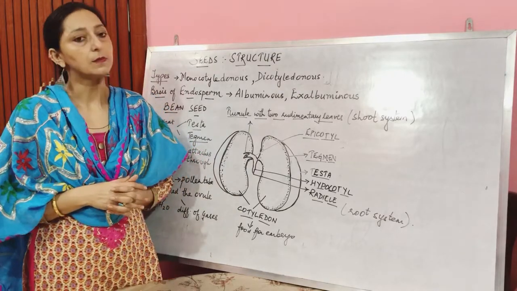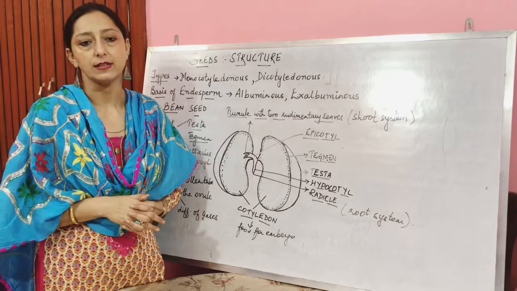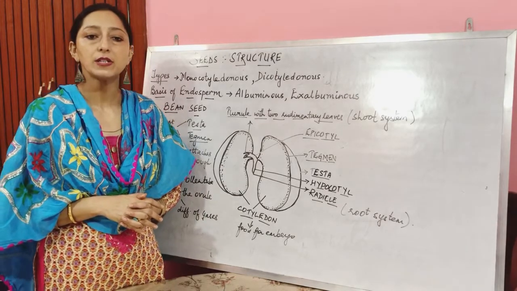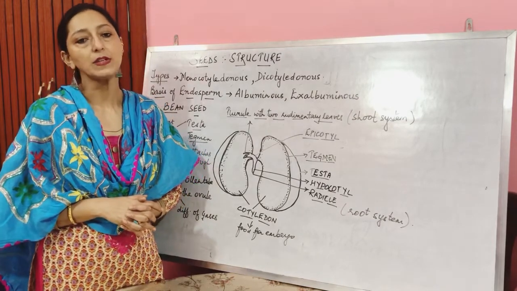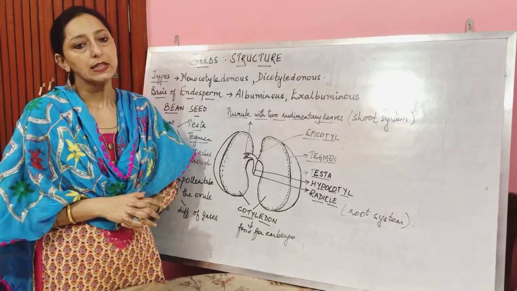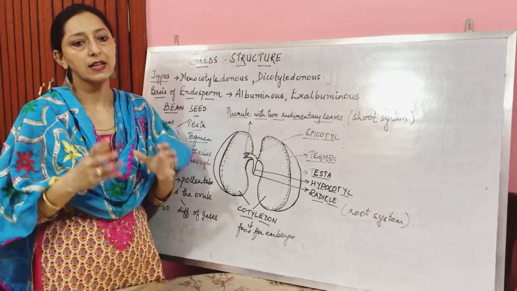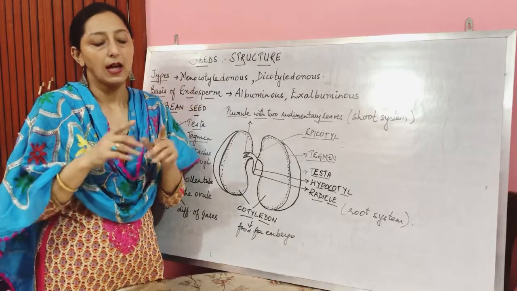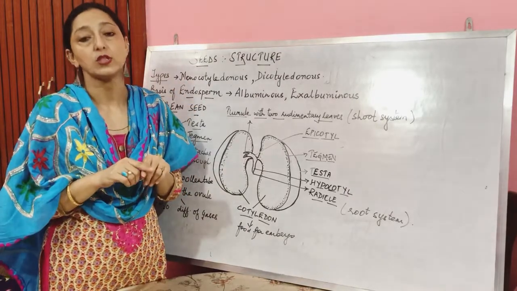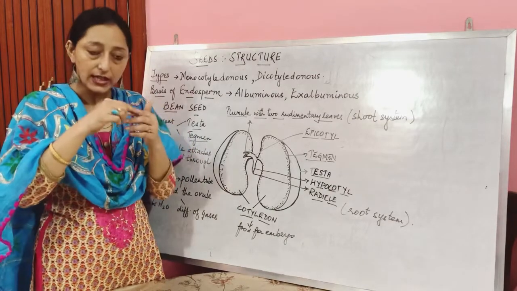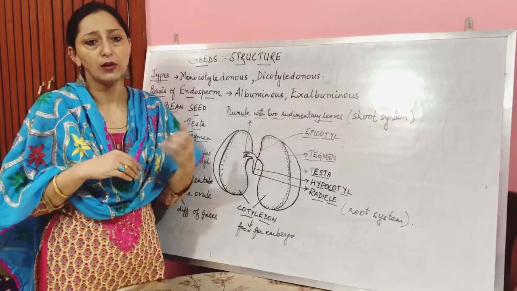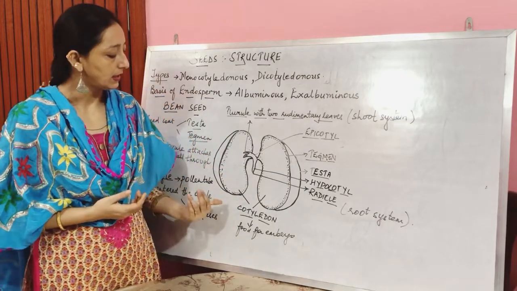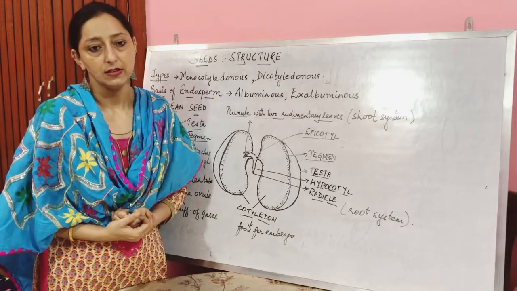Now the next term which we are going to study is seed. Seed is the ripened ovule. Fruit is the ripened ovary and seed is the ripened ovule. This seed contains an embryo and that embryo develops into a new plant. The outer covering of the seed, which is known as seed coat, protects the embryo from mechanical damage. For example, we can see in bean seed and peas.